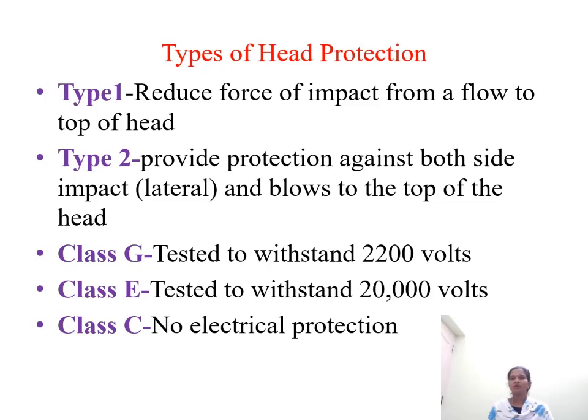The different types of head protection fall under type 1 and type 2. Type 1 will reduce the force of impact from the top of the head directly, whereas type 2 will provide protection against both lateral impact as well as blows to the top of the head. Class G and class E are used to withstand electrical hazards. Class G is tested to withstand 2000 volts. Class E hats are tested to withstand 20,000 volts, whereas class C is a normal hat. It will not give any electrical protection.